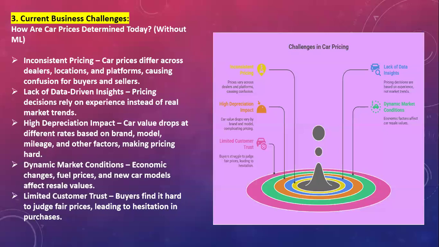And coming to the current business challenges. What are the current business challenges involved in predicting the car price without using an ML model? The first one is inconsistent pricing, because car prices may differ across dealers, locations, and different platforms. They have different prices on different platforms, which leads to confusion for buyers, sellers, and individuals.